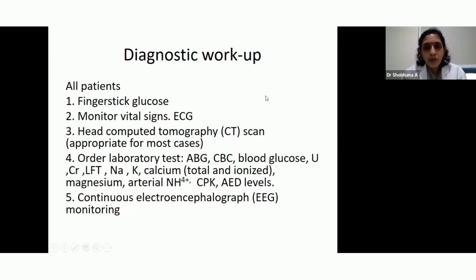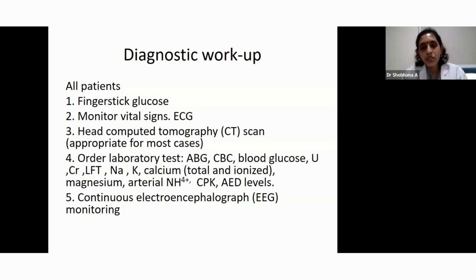Okay, now what is the diagnostic work-up? All patients should have baseline monitoring of the vital signs, and the airway is a must. ECG is a must. Finger stick glucose is a must. A CT scan is usually done in most cases, especially if you are in a neurocritical care unit like ours. By and by, you will order the other laboratory tests like ABG and other electrolytes, calcium, CPK, arterial ammonia, etc. And EEG is a must.